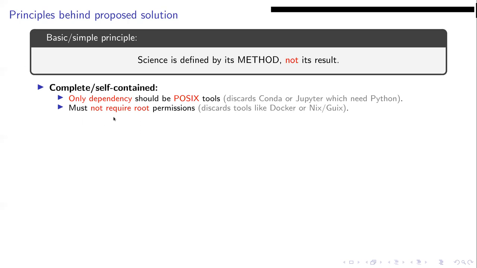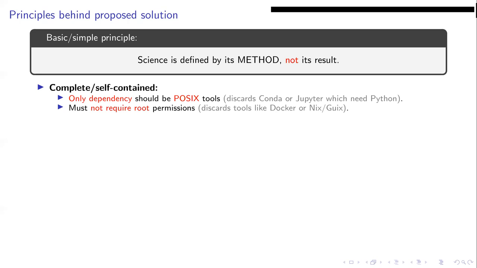So it must not require root or administrator permissions, because as you know, many of the high performance computing facilities that we have don't give root permissions to users. So for example, you can't use Docker or Nix or Guix. Those really cool, really advanced solutions that software developers have built, because software developers don't have the problem of root. They have their own computer or they get their own virtual machine on some cloud server, and they have root permissions there.